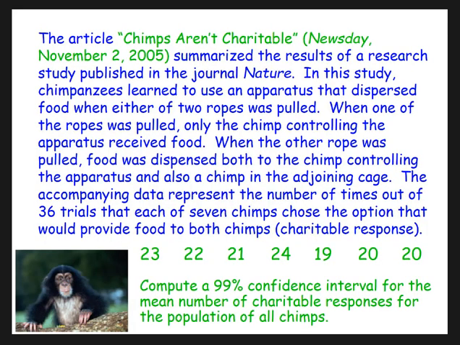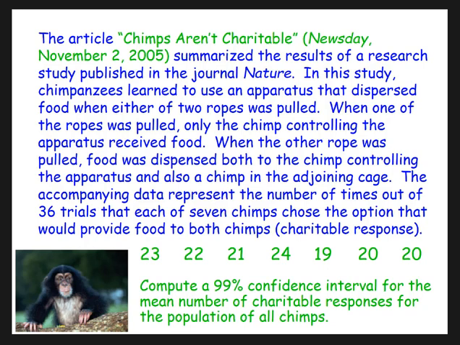So for the article "Chimps Aren't Charitable," it summarizes the results of a research study published in the journal Nature. In this study, chimpanzees learned to use an apparatus that dispersed food when either of 2 ropes was pulled. When one rope was pulled, only the chimp controlling the apparatus received food. When the other rope was pulled, food was dispensed both to the chimp controlling the rope and also to the chimp in the adjoining cage.